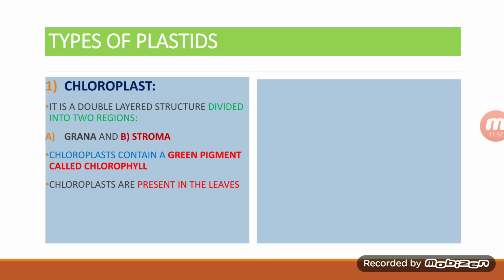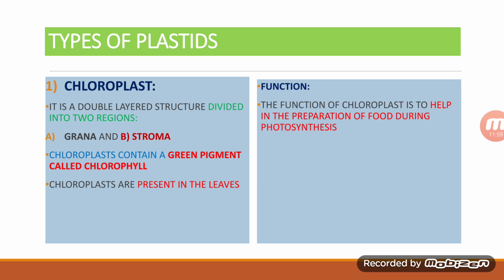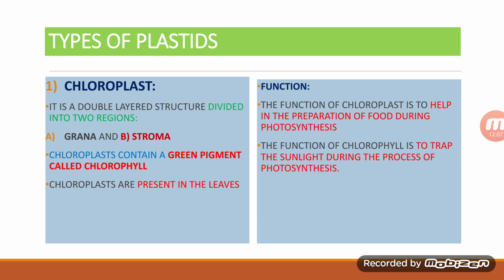Chloroplasts, they are found where? They will be found in the leaves of the plants. And the function of chloroplast overall is to help in the preparation of food during photosynthesis. And the function of chlorophyll is to just capture or trap the sunlight during the process of photosynthesis so that the food can be synthesized.